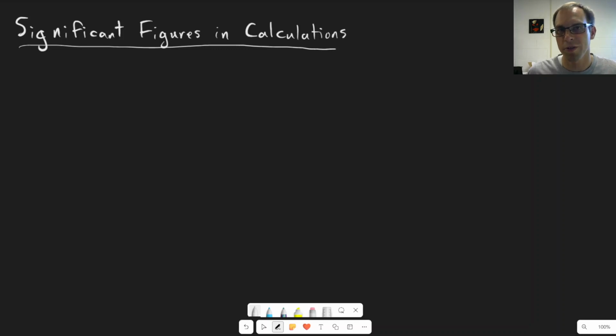Now, why do we go to all the trouble to talk about significant figures? Why do we have these rules about zeros and so on? The point is that we want to know how accurately we know a number, right? We don't know it to an arbitrary number of decimal places.